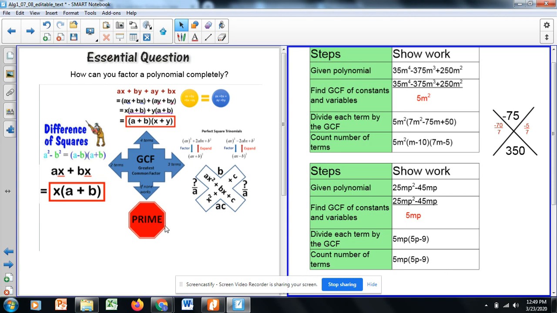I do hope that you follow this graphic organizer to figure out what's the next step in factoring. If you've tried everything else and you think that it's not possible to factor it, then it means the polynomial is prime or it's not factorable. Yeah, I hope that helps a little bit on our topic for this week, which is factoring polynomials completely.